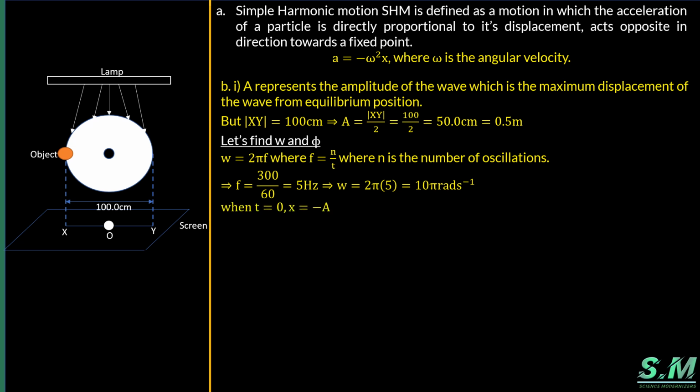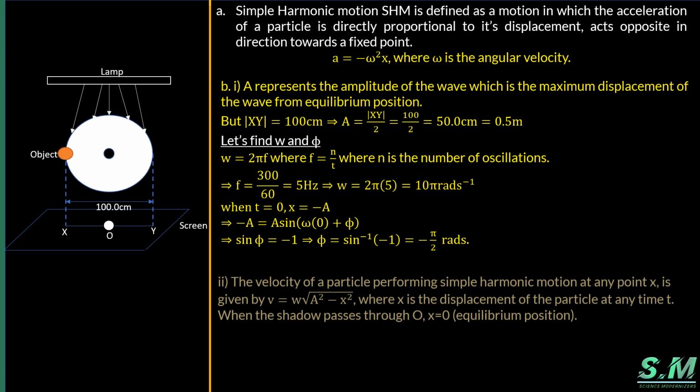Now to get the value of phi, we know that at time t equal to 0, the image of the object is observed at X. Since the direction from O to Y is positive, from O to X will be negative, so x will be equal to negative A. We replace it in the equation of the wave, where x is the displacement at any time t. At time t equals 0, x was equal to negative A, and we get negative A is equal to A sine(omega times 0 plus phi). So making phi the subject, we get sine phi is equal to -1, from where phi is equal to sine inverse of -1, which gives -pi/2 radians. So that is the phase difference.